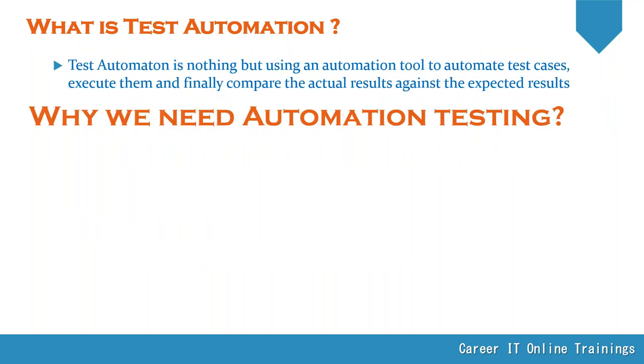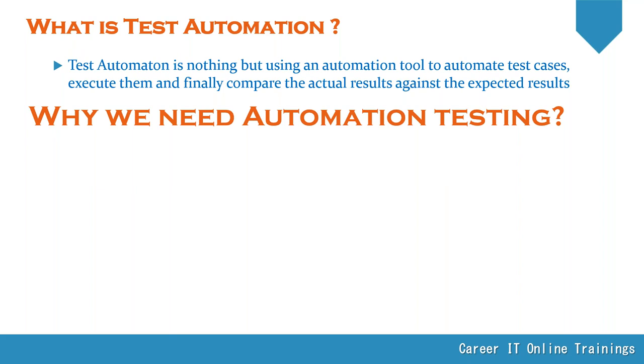What is test automation? If you have some testing background, then obviously you can understand. We have different types of test cases, like regression test cases, sanity test cases, random test cases. On or before release, or after release, we are going to test some scenarios which come under regression and which come under sanity.